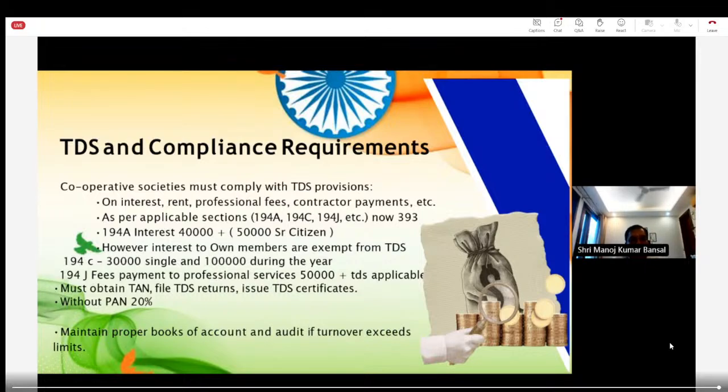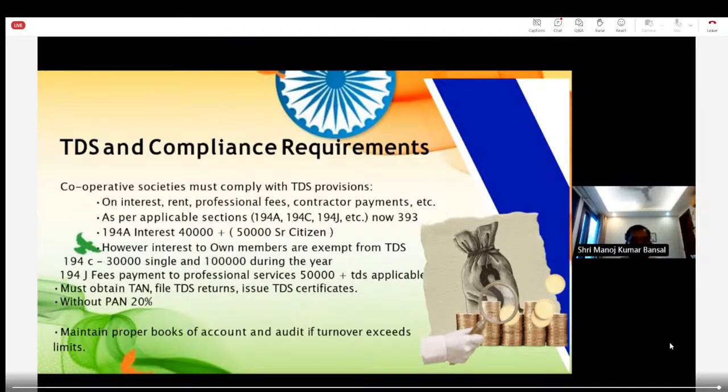Cooperative societies must comply with TDS provisions on interest, rent, professional fees, contractor payments. Earlier, the sections were 194A, 194C, 194J. 194A says TDS on interest, if any, paid. 194C says payment to contractors, and 194J is for professionals, which has now been clubbed into section 393. Now tax deduction is under 393.